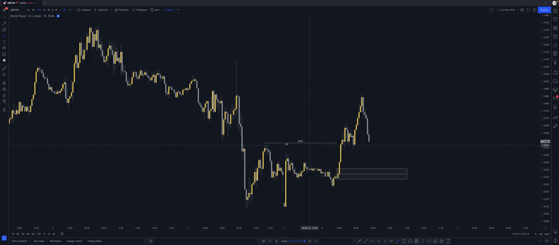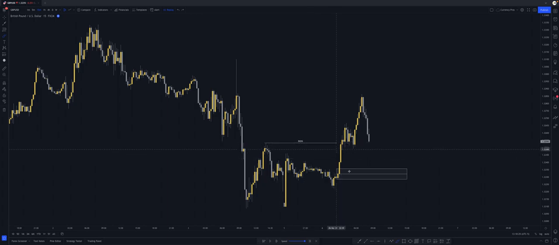Let me get my brush tool out. So this was the most recent structural point, and right here is where the break occurred, right? But that's not all I'm looking for. I'm not just simply looking for a break of structure. I'm looking for how price breaks the structure. And in this case, it checks all my boxes, right?